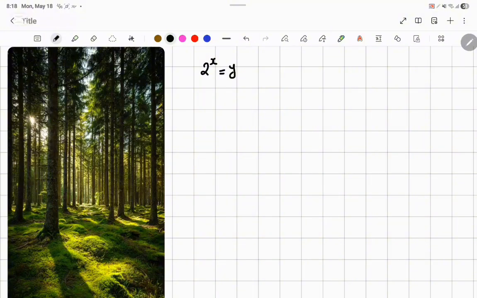So if we have a jungle and we have different trees here, and this tree gets double in size every year, after 3 years, how many times bigger is the tree going to be? See, the tree is getting double in size every year. After 3 years, it's going to be 8 times bigger than when we first calculated its measure, okay?